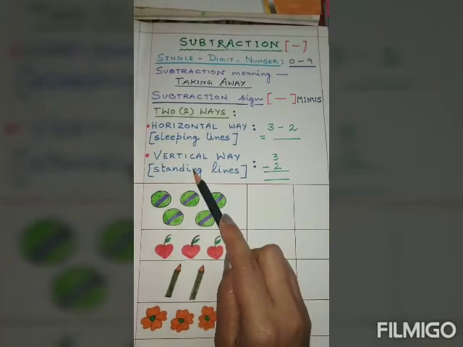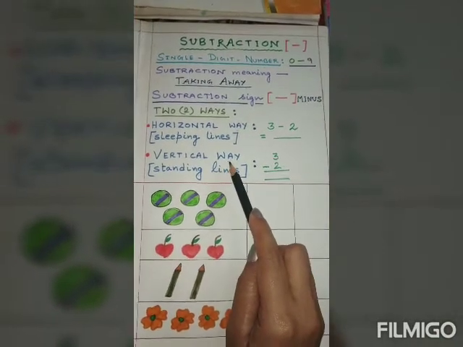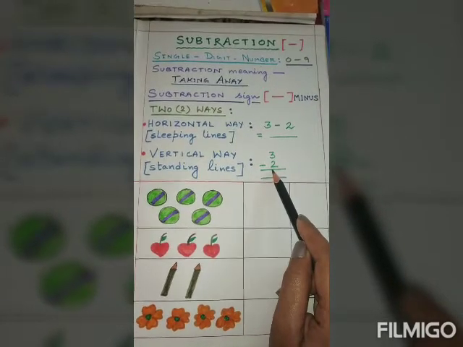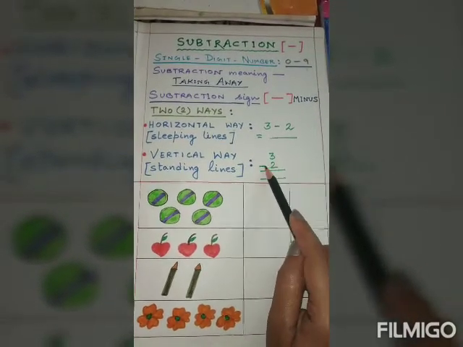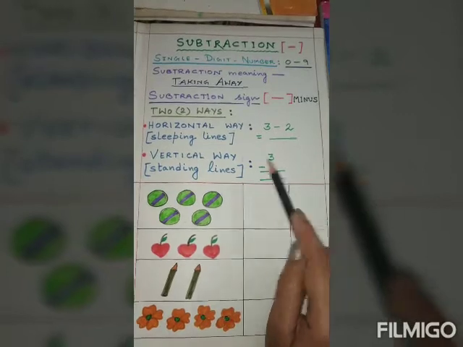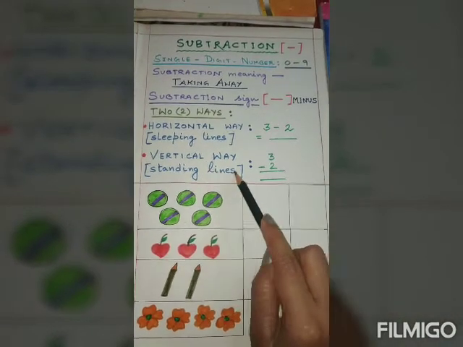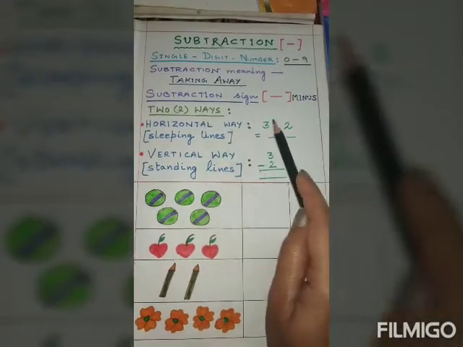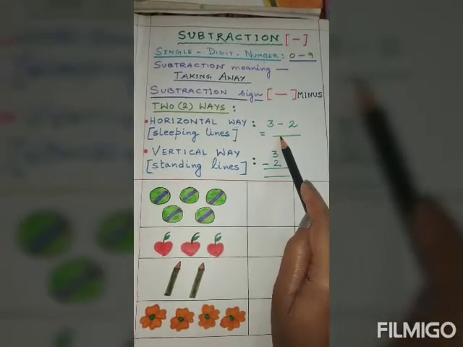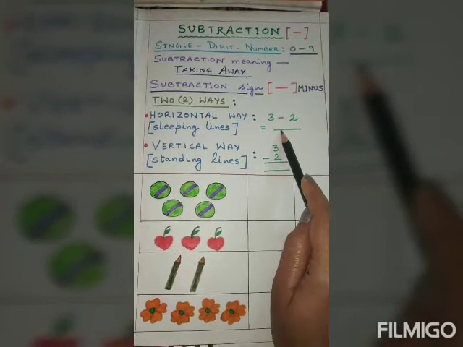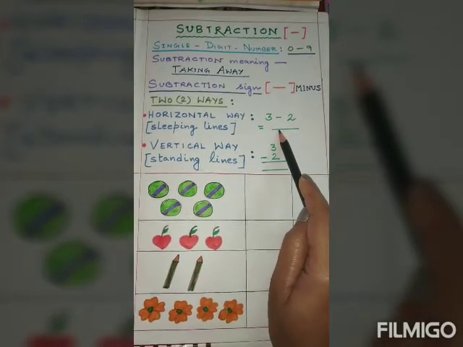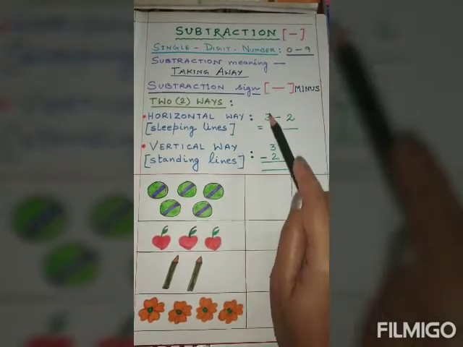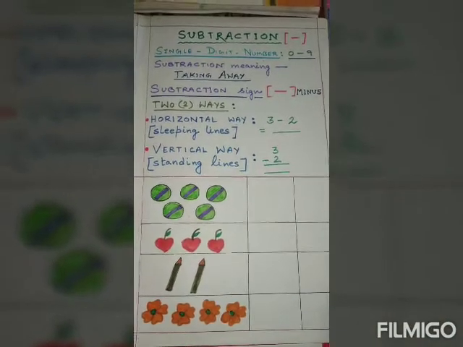And the second way is vertical way. That means standing lines. We write like this. 3 minus 2. Vertical ways are the standing lines and horizontal ways are the sleeping lines. Now in today's subtraction class, I will show you how to do subtraction using these both methods.